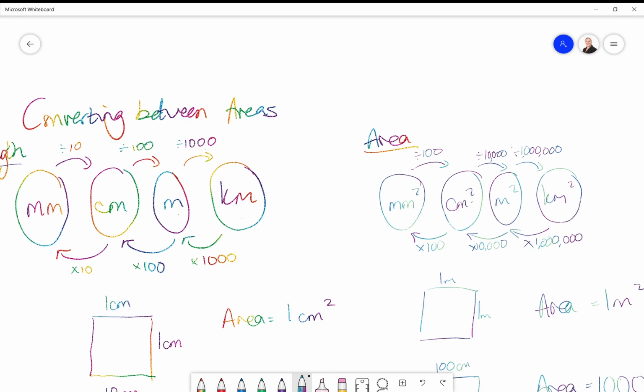Okay, so have a go at that. Drop me any messages if you're stuck on any of that kind of stuff. And then tomorrow we're going to be converting between volumes. So I want you to have a think about what you predict is going to happen with these numbers for my grids for volume.